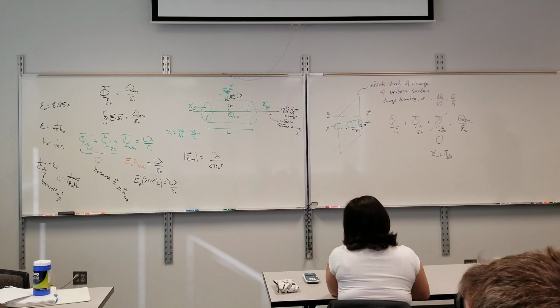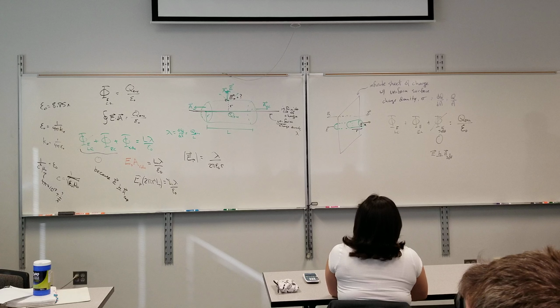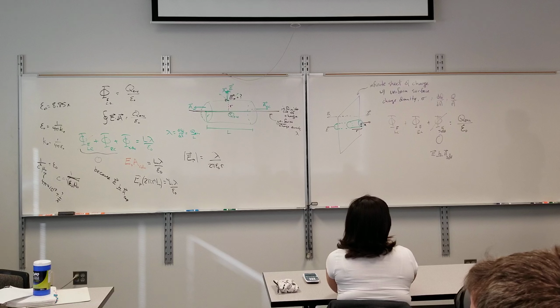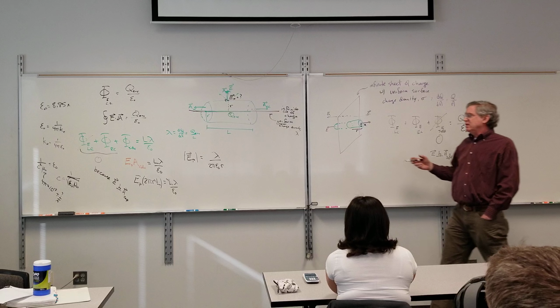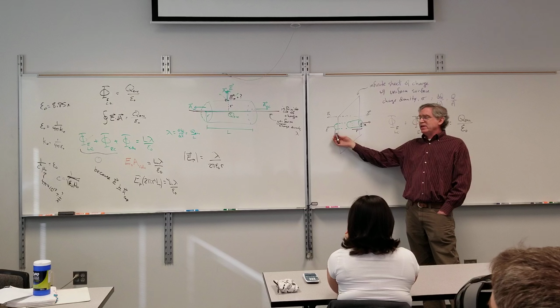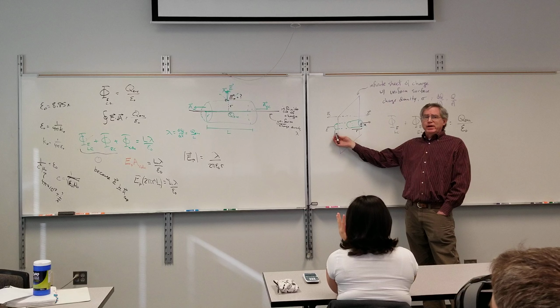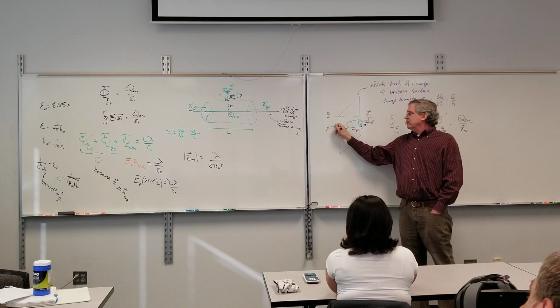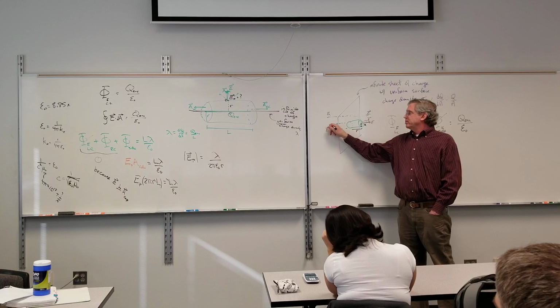I'm the same distance from the sheet on both sides. So what I'm claiming is that the electric flux on this surface and the electric flux on that surface are the same. That's my electric field, and that's my area vector. Over here, that's my electric field, that's my area vector.